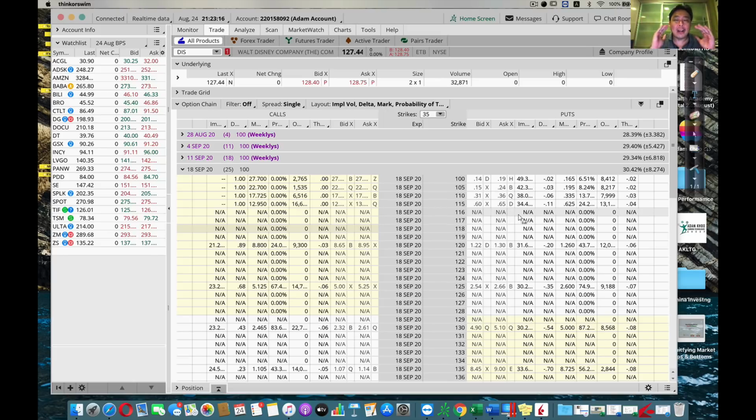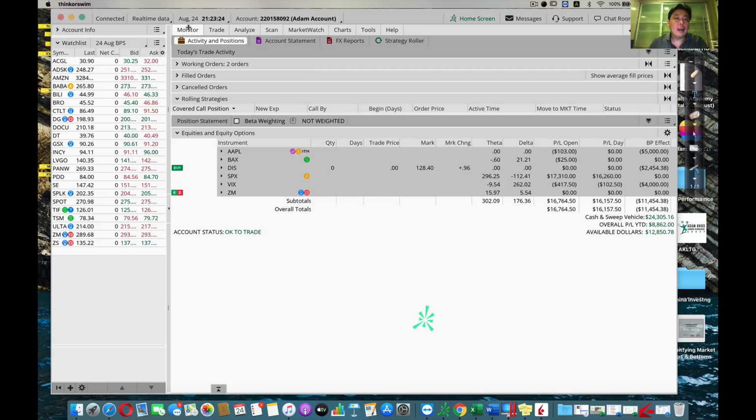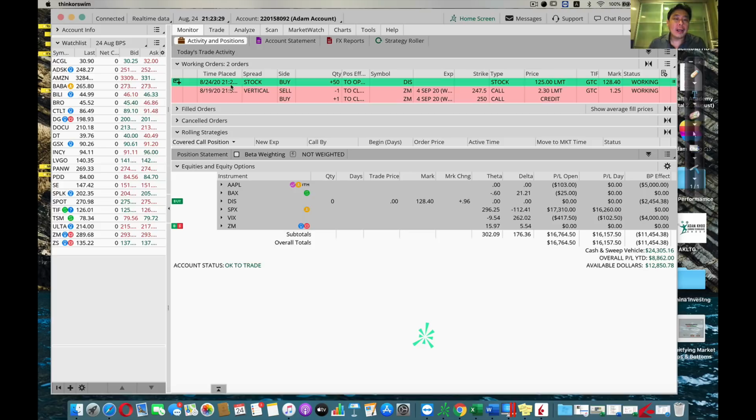All right. So once you've sent in the order, you want to check that the order is there, and you can modify or cancel the order. Okay. So go to monitor and go to working orders. So this is the working order I just placed. Buying is always green, selling is always red. All right. So you can see that's my order. Buy 50 shares, Disney at 125.